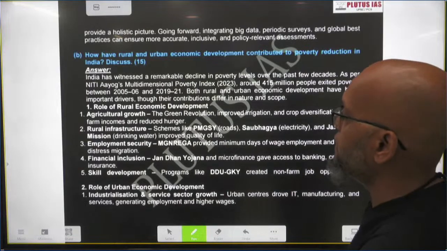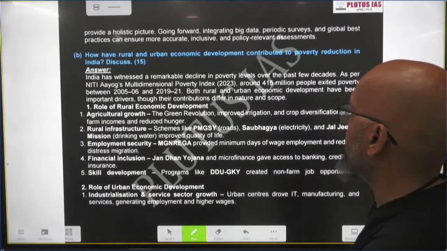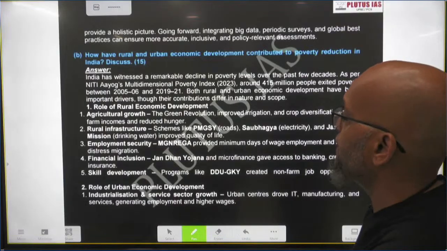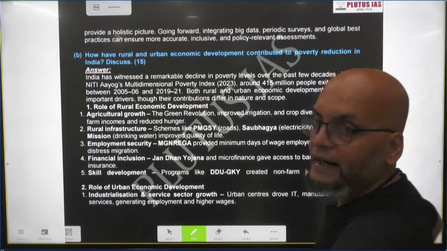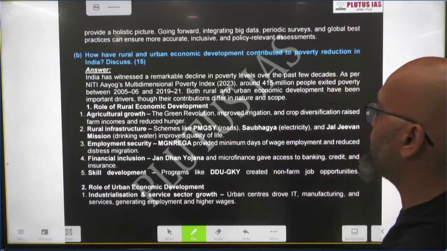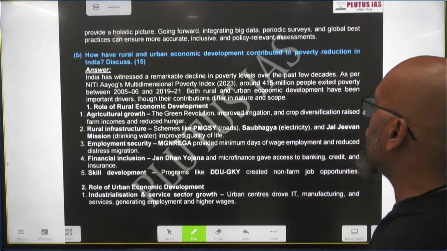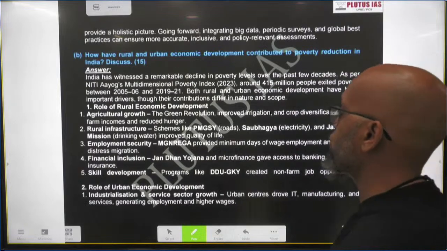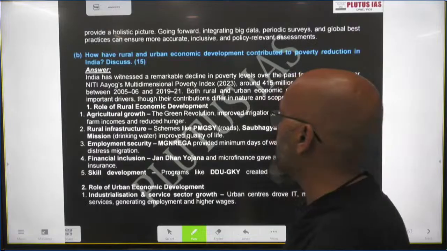As per the Niti Aayog Multidimensional Poverty Index 2023, around 415 million people exited poverty between 2005-6 and 2019-21. Both rural and urban economic development have been important drivers, though their contributions differ in nature and scope. Role of rural economic development.